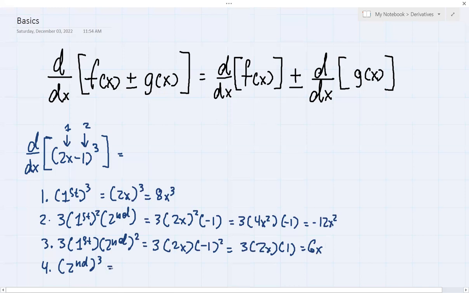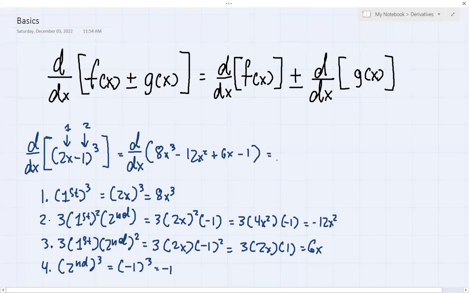And now, lastly, let's cube the second term. The cube of negative 1 is still negative 1. Okay? So let's add them together. So we now have the derivative of 8x cubed minus 12x squared plus 6x minus 1. So that is the expanded form of the cube of 2x minus 1. There it is. So that's it. Right? That's how you do it.